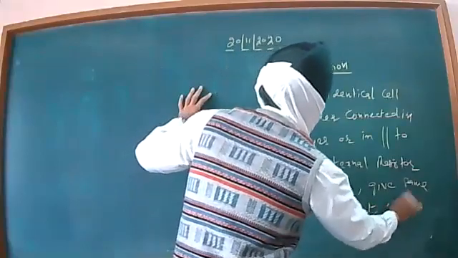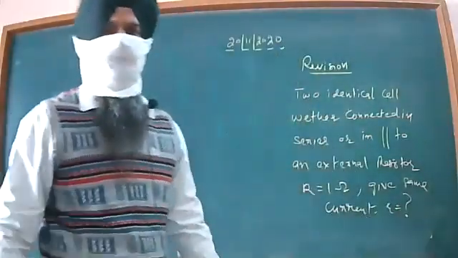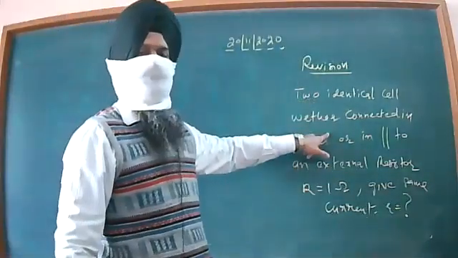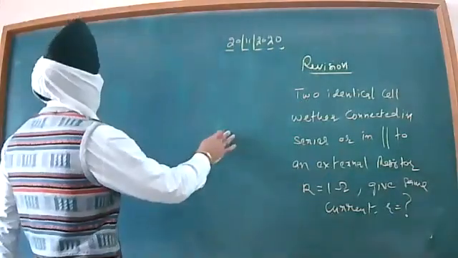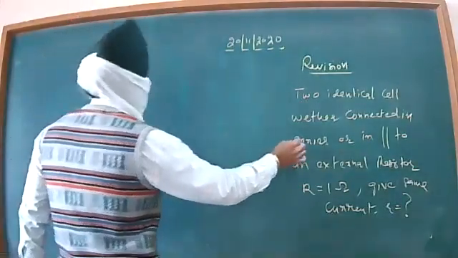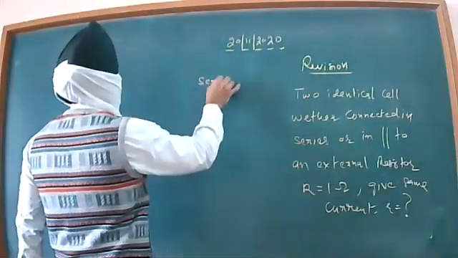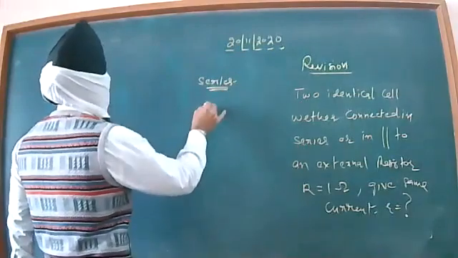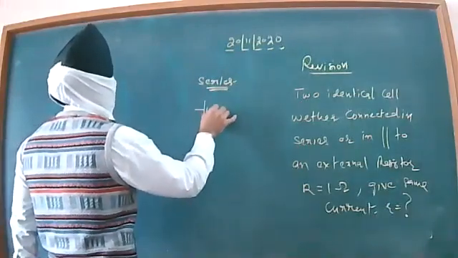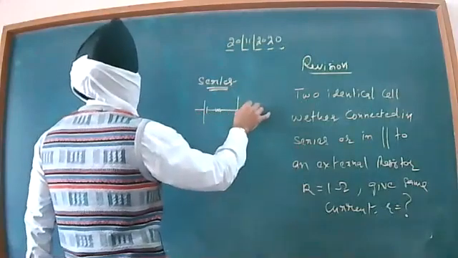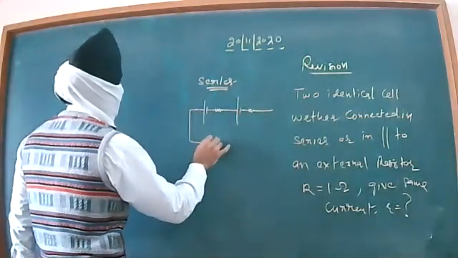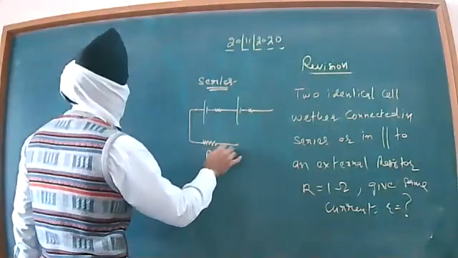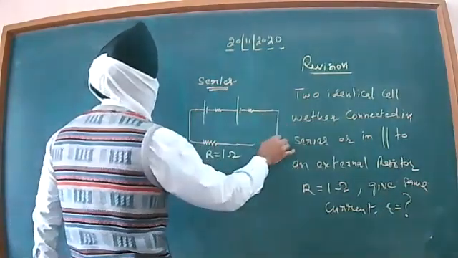What is the value of internal resistance of each cell? Children, identical cells are provided to us. When these cells are connected in series, imagine this is the first cell's internal resistance, the second cell's internal resistance, and this is your external resistance R, which is given to be 1 ohm.